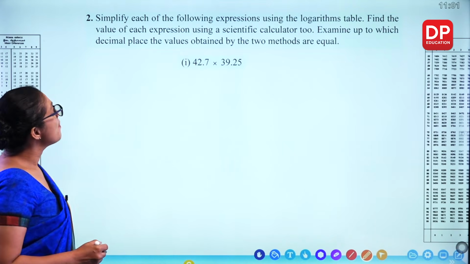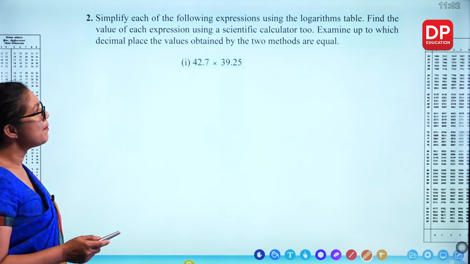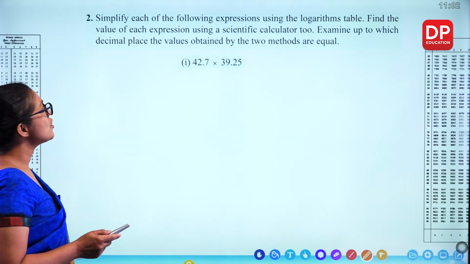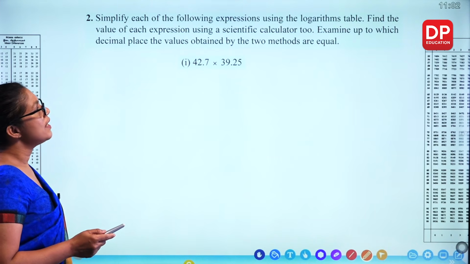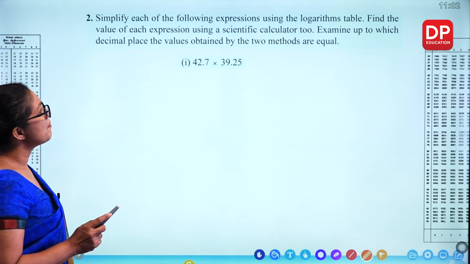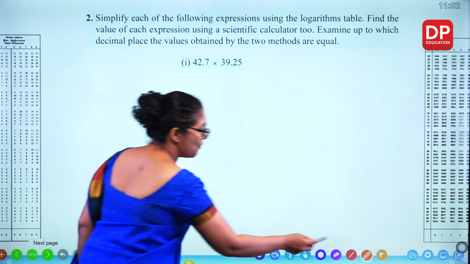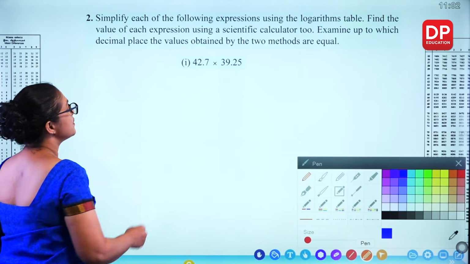Now we look at question number 2. Simplify each of the following expressions using the logarithms table. Find the value of each expression using a scientific calculator too. Examine up to which decimal place the values obtained by the two methods are equal. So we'll first use the log method.